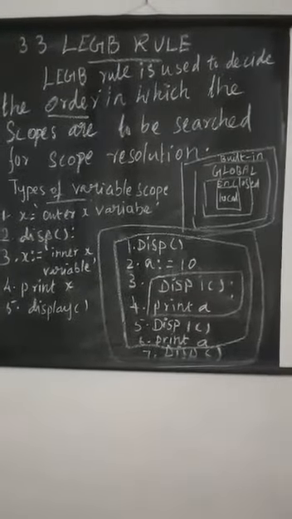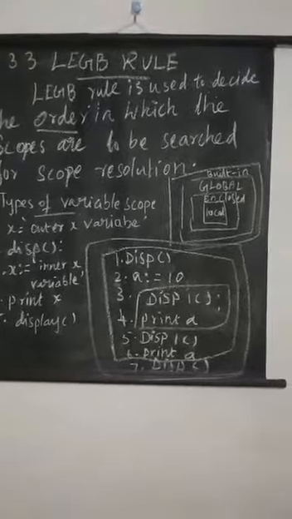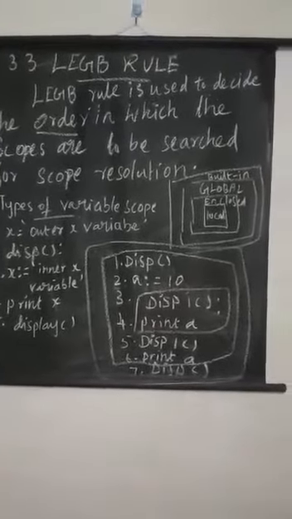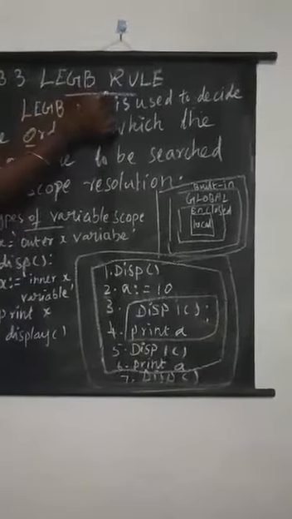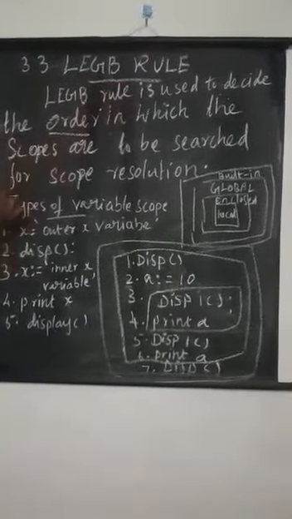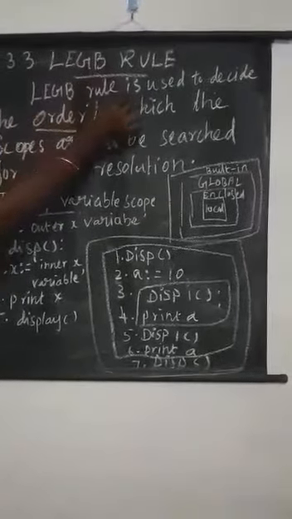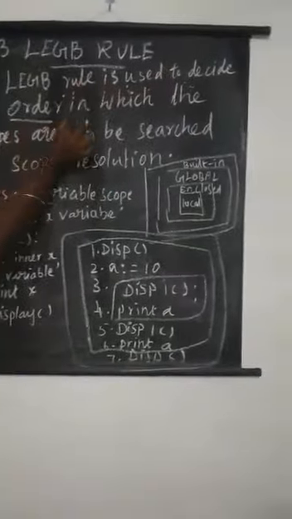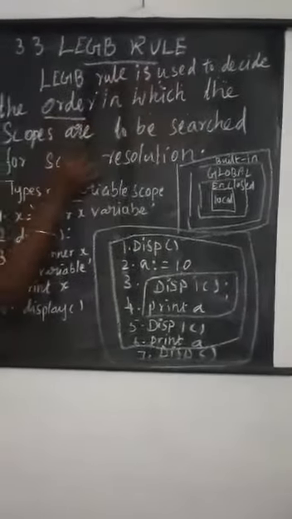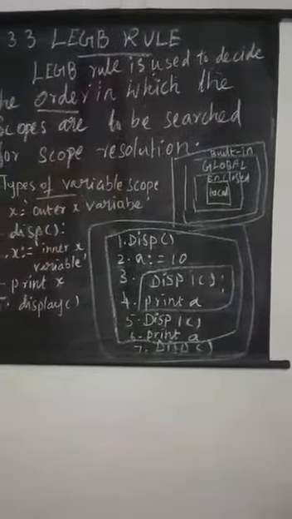Students, in this video we are going to discuss 12th standard computer science chapter 3 topic, the LEGB rule. What is the LEGB rule? The LEGB rule is used to decide the order in which the scopes are to be searched for scope resolution.